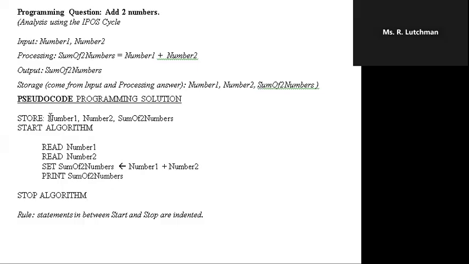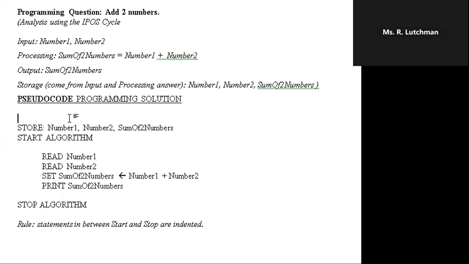Okay, so let's see. We have our storage, we have our start, we have our inputs, we have our processing, output, stop. All right, we're missing one more thing. At the beginning of this whole thing, we have an algorithm name. So we need to come up with a name that describes what the program is about. So what is this program about? It's about adding two numbers. So I'm going to put adding two numbers.